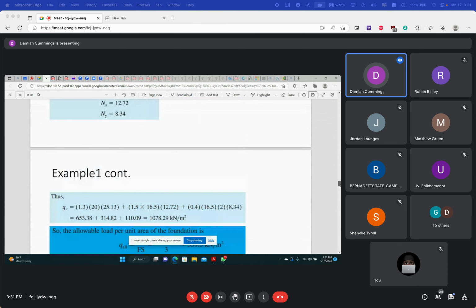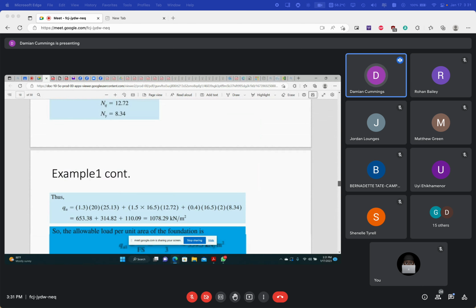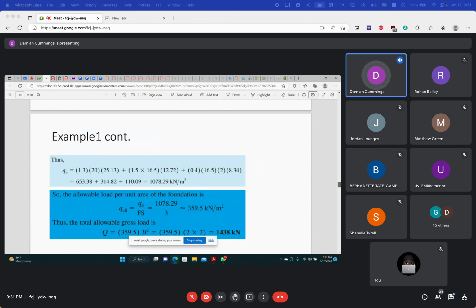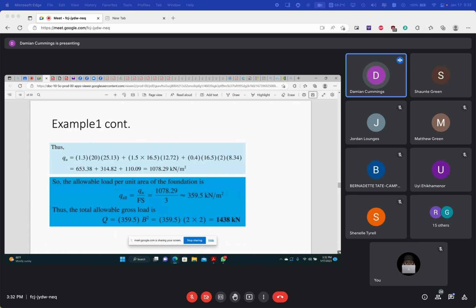So from there it is a matter of plugging into the equation: 1.3 times the cohesion, which is 20, times the Nc, plus, sorry, these two terms give me q, times Nq, times 0.4 times the gamma, the unit weight, times the foundation width, 2 by 2, times the N gamma, and we have 10,078.29 kilonewtons per meter squared. And that's the ultimate bearing capacity.